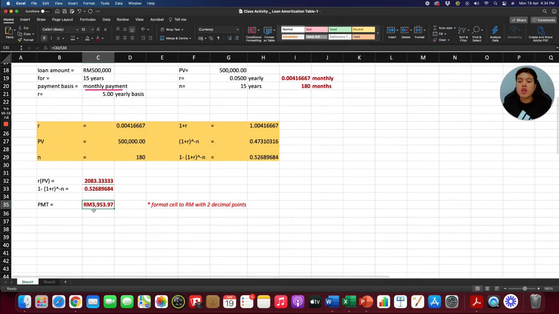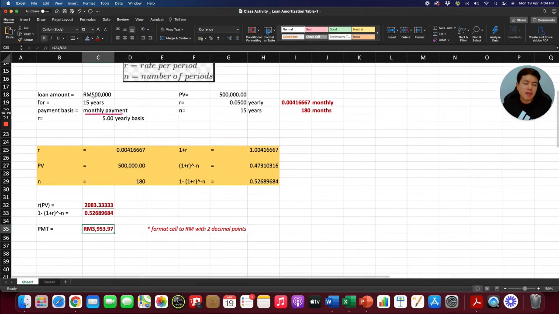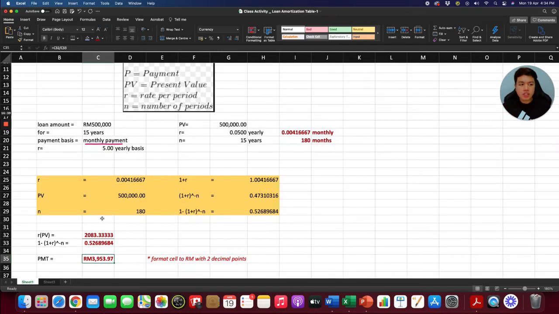There you go. So this is your monthly payment, RM 3,953.097 cents, almost 4,000 ringgit. So if let's say you buy a house, 500,000 ringgit, and then you pay back the bank for 15 years, so this is your monthly payment, almost 4,000 ringgit. Okay, class?